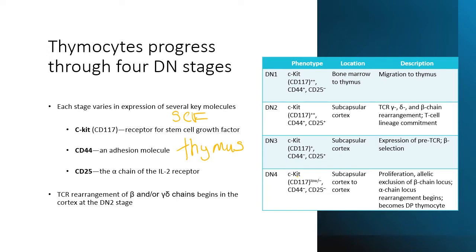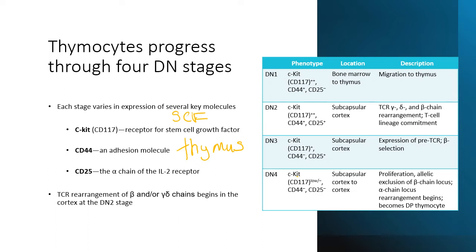And CD25. So I told you we had CDs coming, lots of different CDs. There's at least 117 of them. Check it out. Do you memorize these? Yes, you should know these. These are important to understanding the process through these 4 stages. CD25 is the alpha chain of the interleukin-2 receptor.